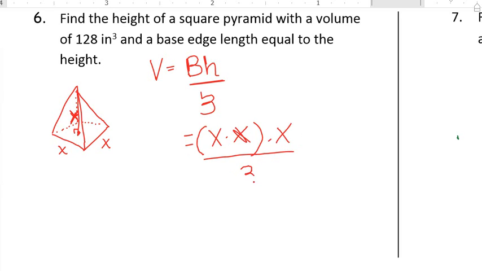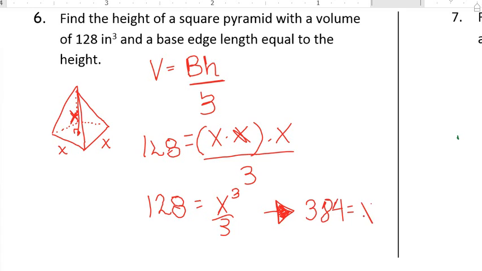Notice on the top I have x times x times x. That is the same thing as writing x to the third power. Divide that by 3. Now they did tell us what the volume was. The volume is 128, so we can plug that in for v. So now I only have one variable. I can go ahead and multiply both sides by 3. When I do that, I'm going to move my work over here. I get 384 is equal to x cubed, and so now we're going to cube root this.